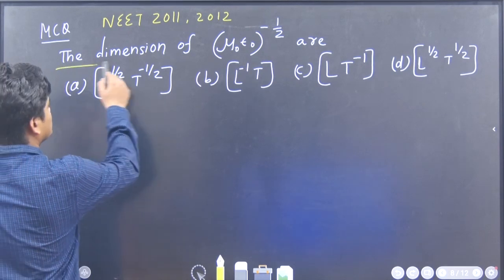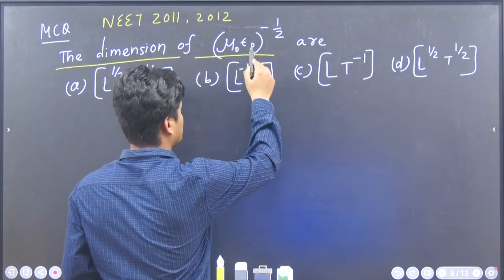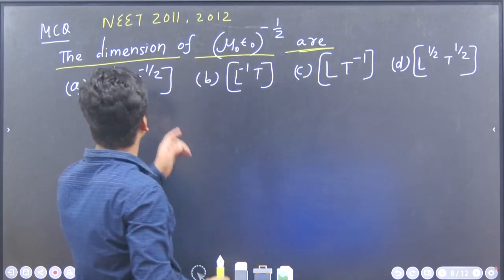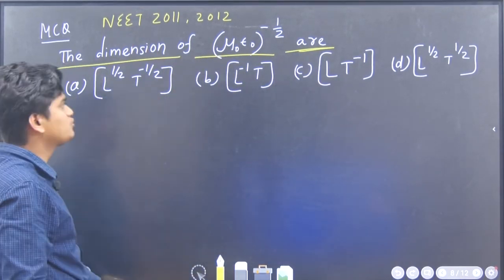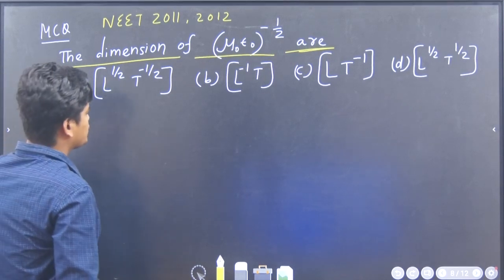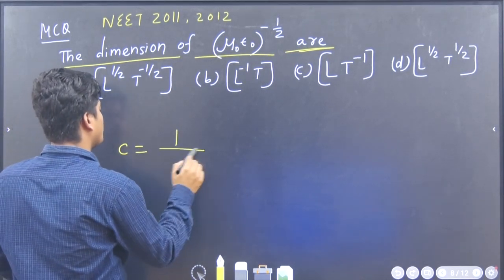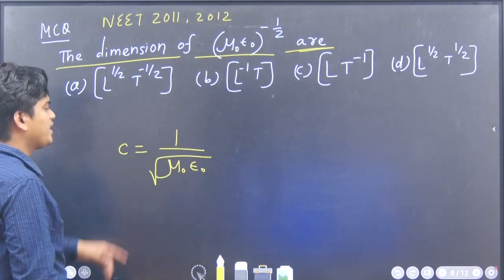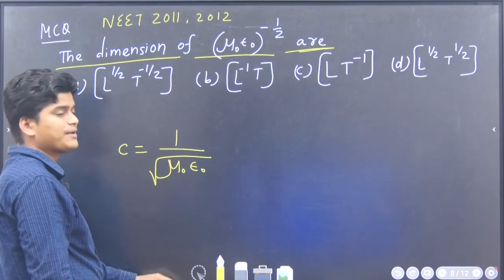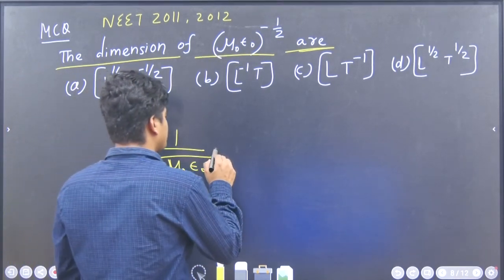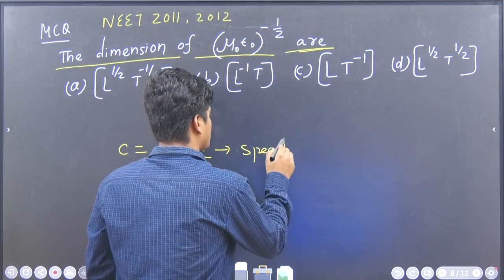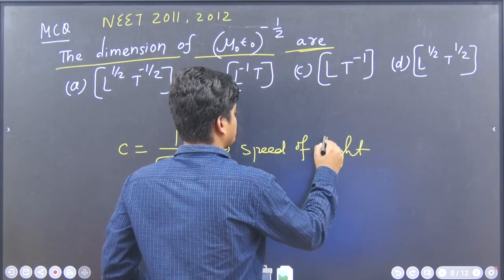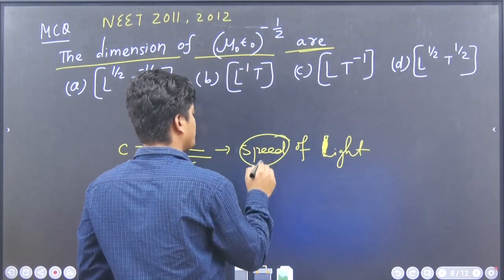The dimension of mu naught epsilon naught to the power minus half is how much? So now listen here, it is given in NEET 2011 and 2012, they asked it also. Now just now I told, C is nothing but the speed of light, which is 1 by root under mu naught epsilon naught, that is your C. Now this is your speed of light. So what is the speed unit? Now speed unit you know. So speed unit is nothing but meter per second.